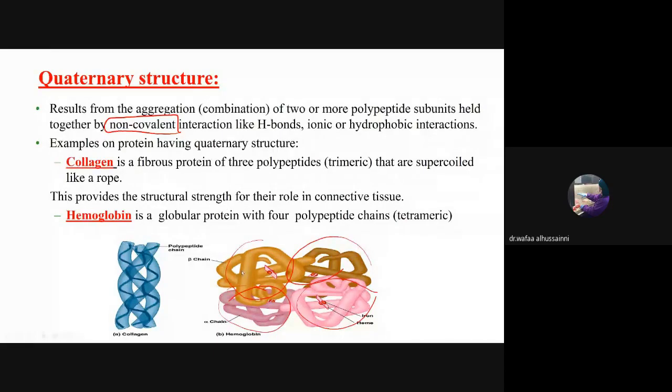Now for the quaternary, what will we have? Peptide bond, hydrogen bond, disulfide bonds, and non-covalent interactions. Okay.